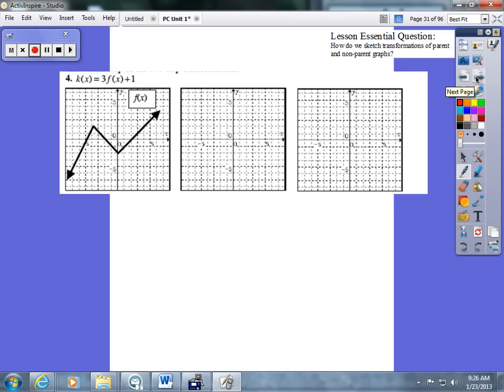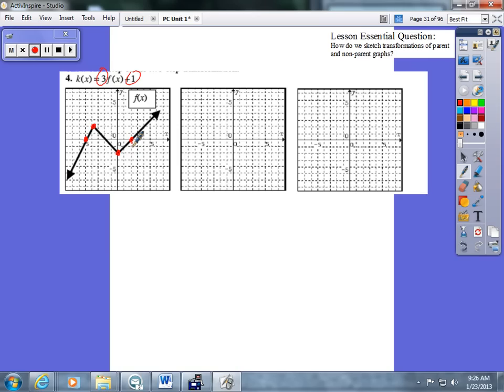Now, here are the stretches with the vertical shifts, the ones that we were talking about. Order of operations applies. So the stretch happens first and then the vertical shift. They give you two graphs here in case you need to do it one step at a time. It's up to you. Again, important points.